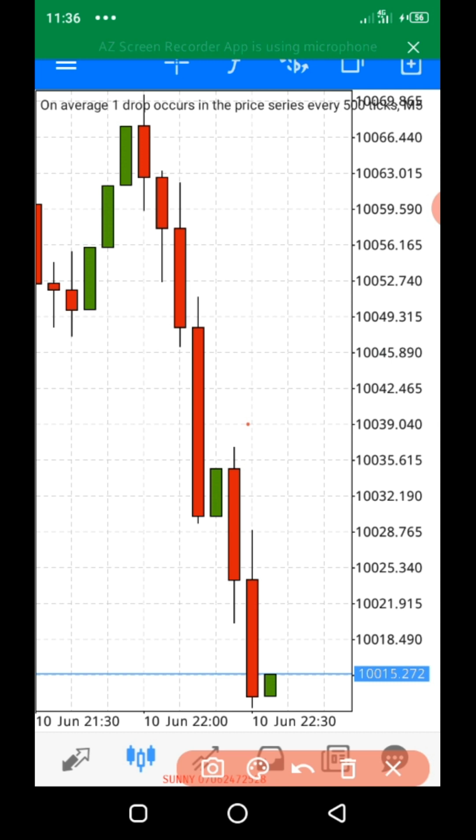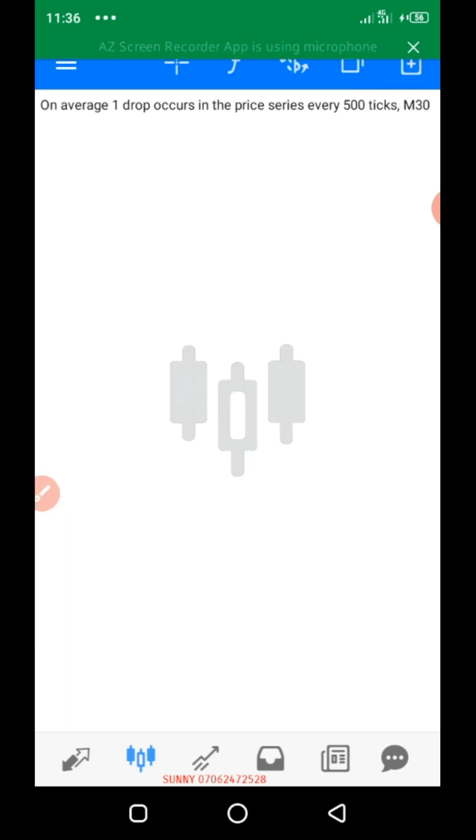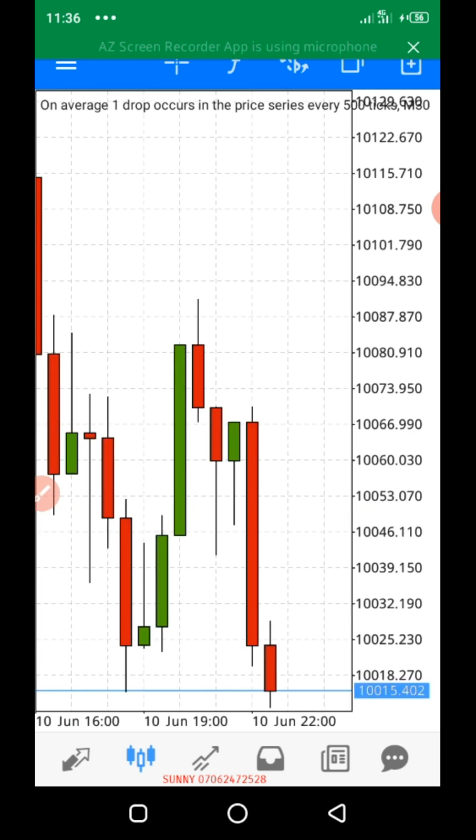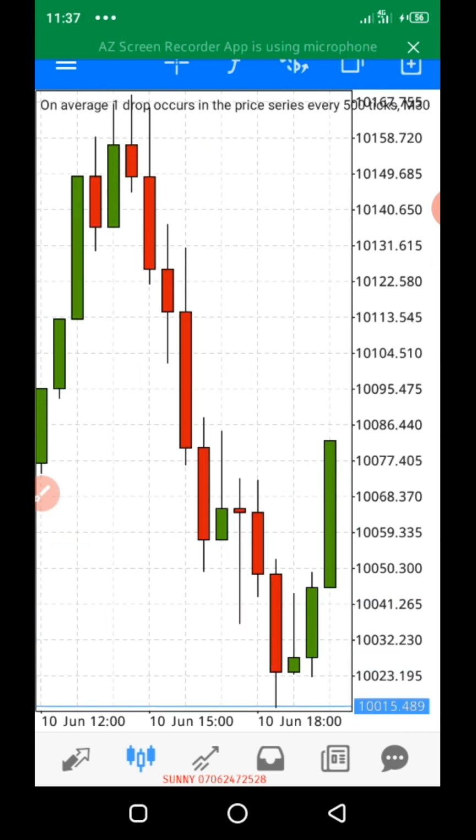So if I go to H1, for every 1 hour, a new candle will be forming. If I go to M30, for every 30 minutes, a new candle will be forming. But if you check, they all show different charts.